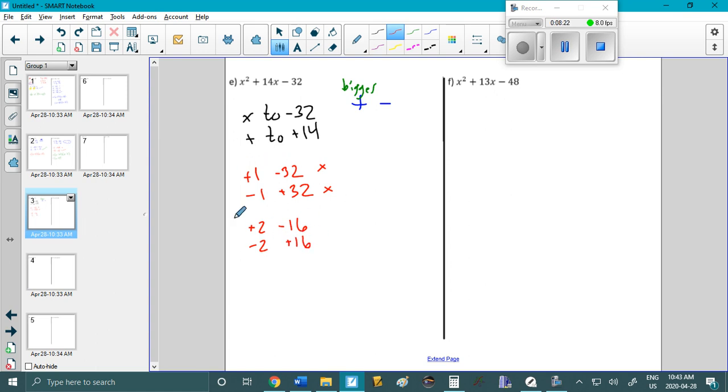Again, you don't have to write any of this. All you need is the final answer, but if it's wrong and you've shown me some work, you're going to get most of the marks anyway. So try to show me the work.